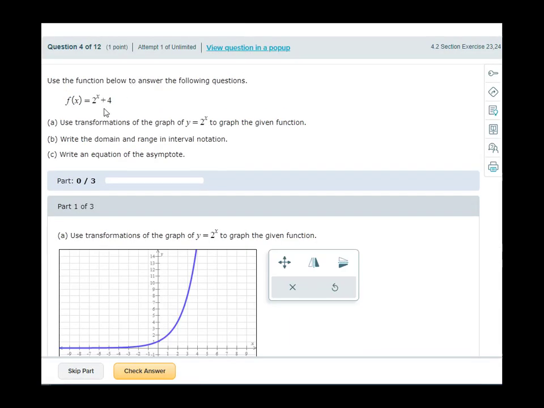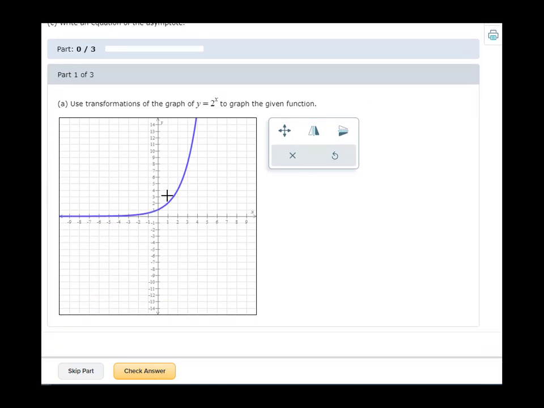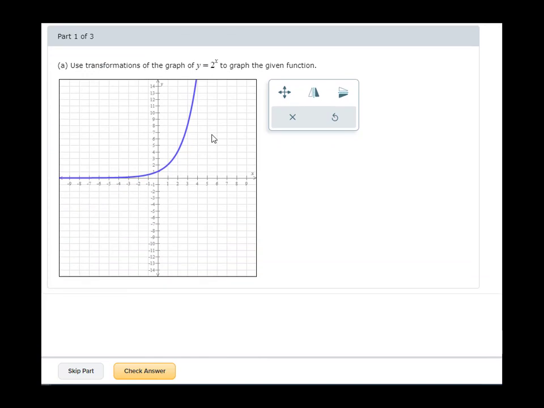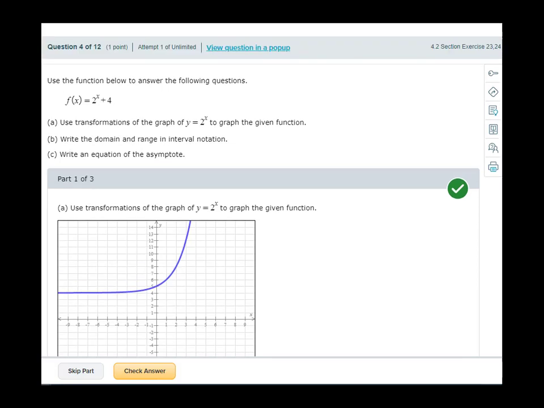All right, try a few more here. Question 4. Oh, see, this one is a shifting. It's my basic shape of 2 to the x, but shifted up by 4. All right, so I need to shift this guy. Let's see, where was it? Up by 4. So grab the translation tool, and I go up by 4. It used to cross at 1, and if I go up by 4, it should now cross at 5. Let's see if it likes it. And it does. So they're all basically like that.